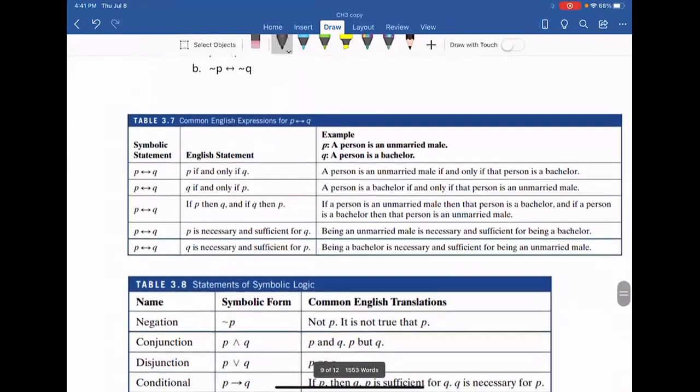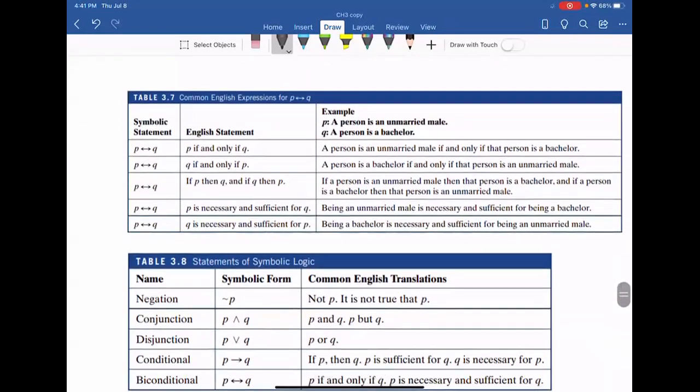Okay, let's move on to see the common English expressions for P if and only if Q. We have many other English expressions to represent this. The first one, P if and only if Q. Read the sample by yourself. Okay, another expression, Q if and only if P. Actually, P if and only if Q.